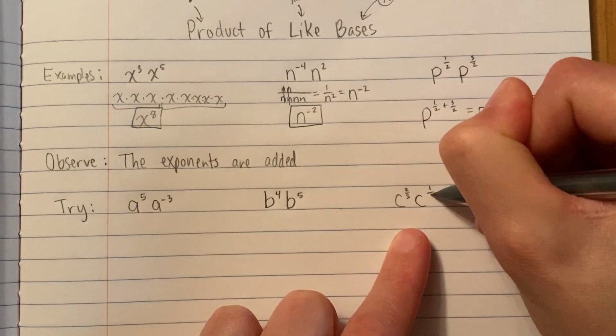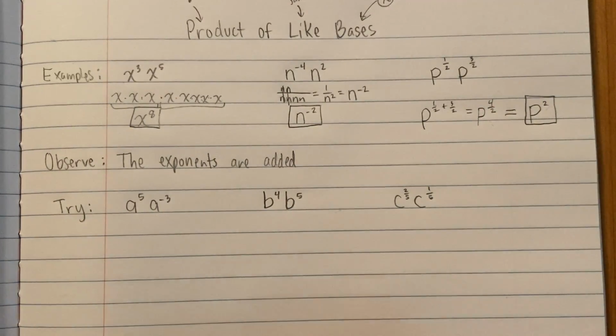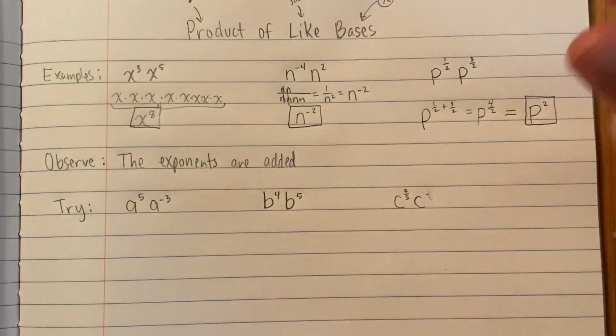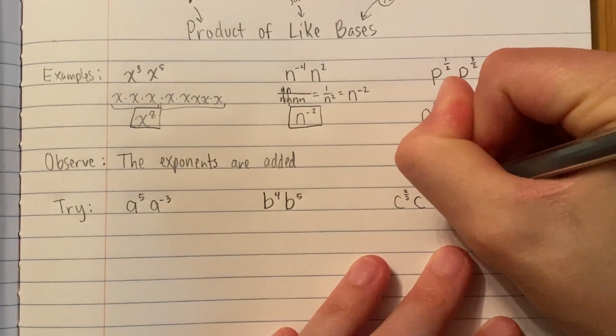This is c to the 2/5 times c to the 1/5. Okay, go ahead and copy those down. Here, let me write this neater. Copy those down, and then you're going to try them before going to the next question.